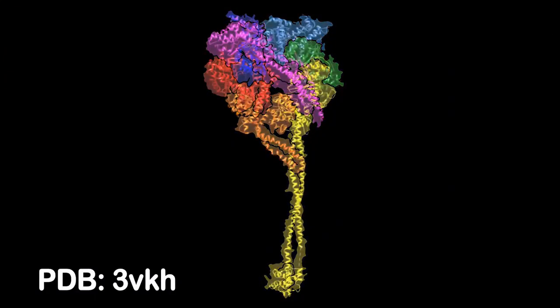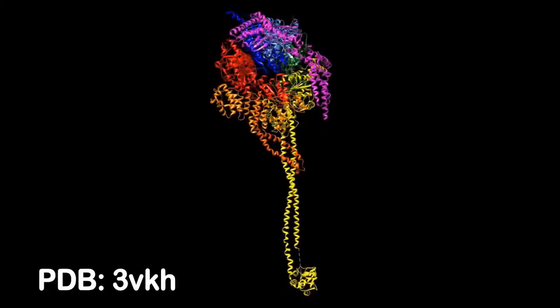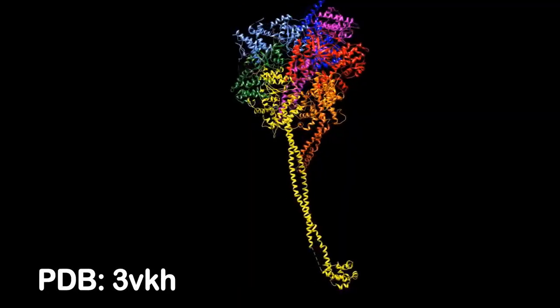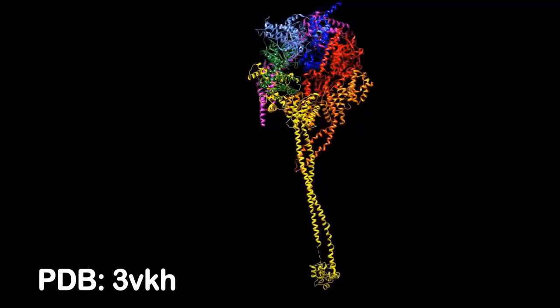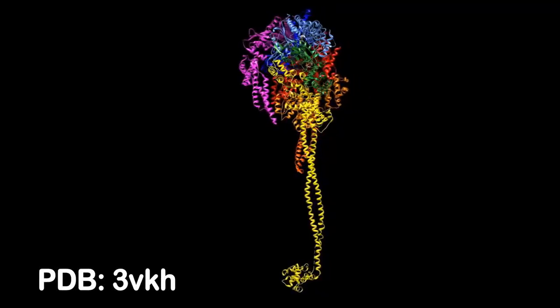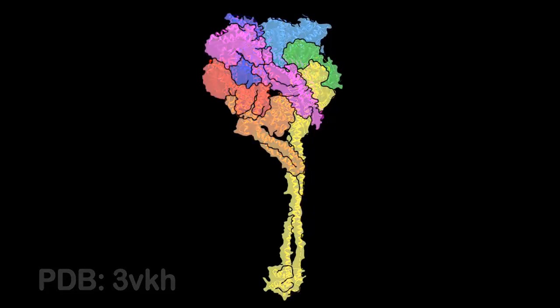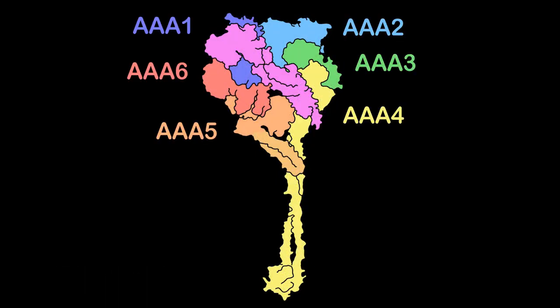The structure shown here, from PDB entry 3VKH, is the most complete structure so far. The entire motor is composed of one long chain that folds into many functional domains. The core of Dynein is composed of a ring of 6 AAA+ domains, similar to the engines that power the unfolding of proteins in AAA+ proteases.